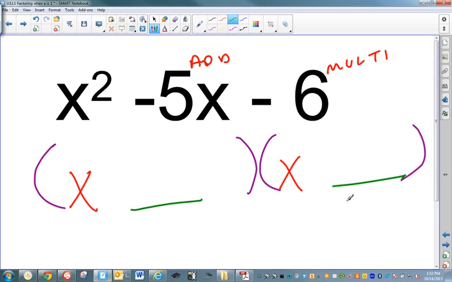That would give you like positive 5 and negative 1. Yes. Got it. No. You're going to multiply out and check yourself.